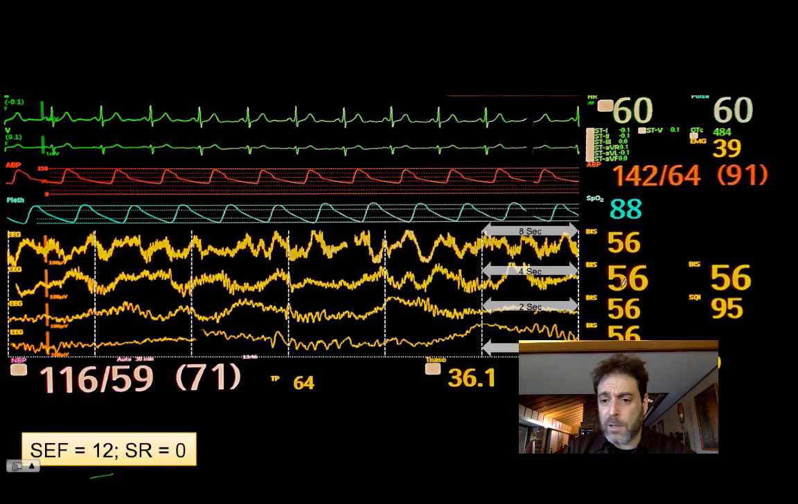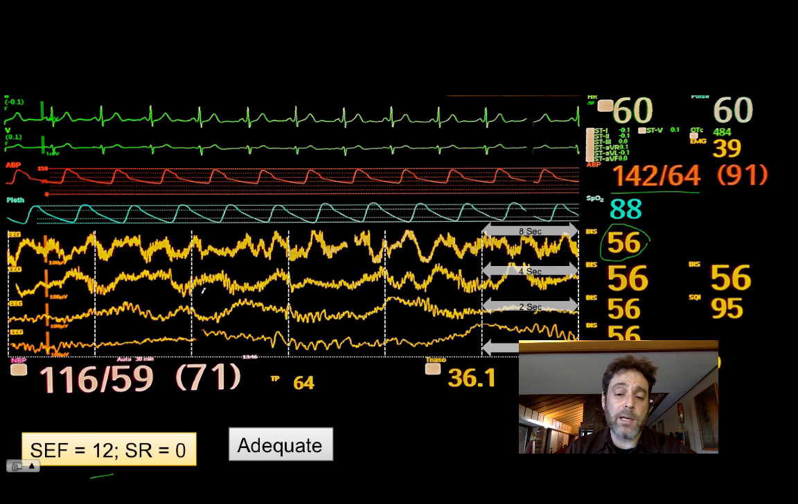I do not think that this is consistent with light general anesthesia, despite this relatively robust blood pressure. I think anesthesia, by all intents, is either adequate or deep based on the EEG criteria. So adequate is a reasonable assessment.